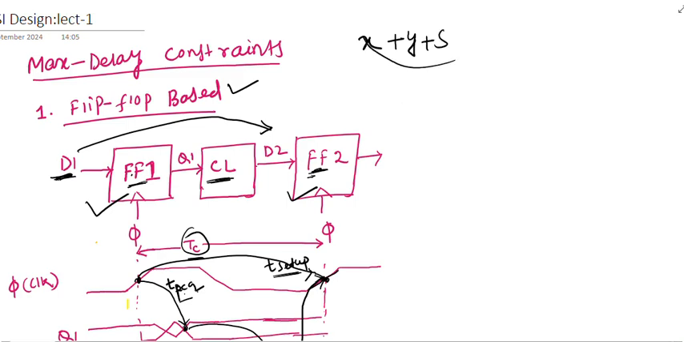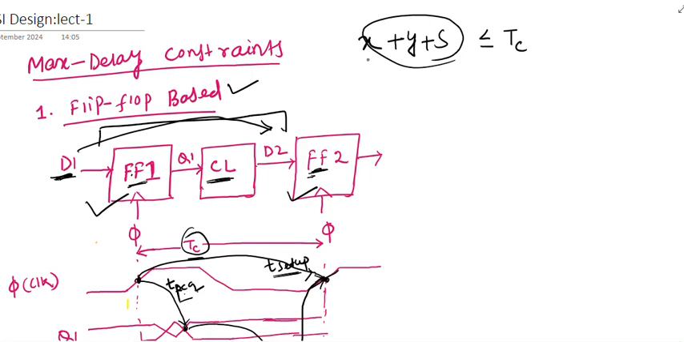The total delay taken from D1 to D2 must be less than the total clock cycle TC. If it is less, then there will be no issue and we'll get a correct output. From that equation, we'll find the maximum delay that can be given to the combinational logic. That is known as the maximum delay constraint.